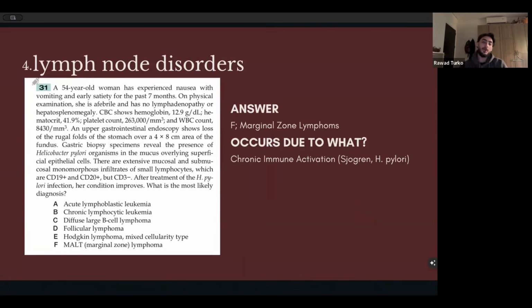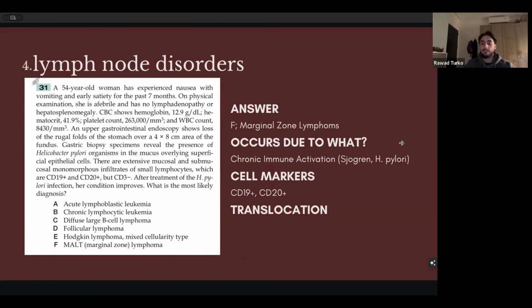Okay, MALToma because it's mucosal associated. Do you guys remember that mucosal associated lymphoid tissue? That's what you see in gastric and gastrointestinal tissues. Those are your small lymphatic cells. All right. So again, cell markers and translocation is t(11;18). Just memorize this one, translocation t(11;18) for marginal zone lymphoma.